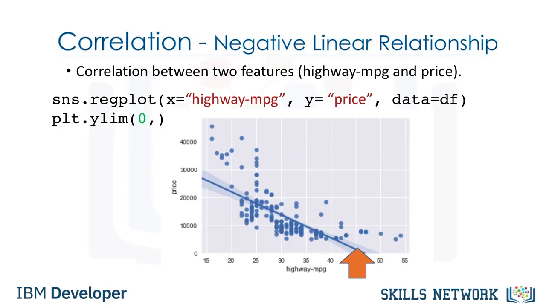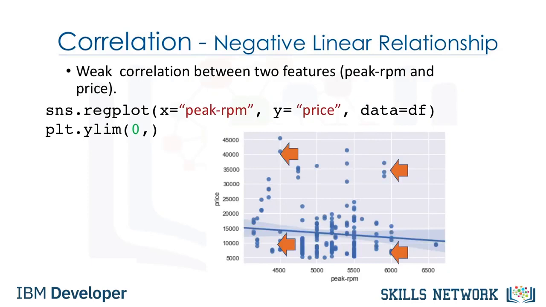Finally, we have an example of a weak correlation. For example, both low peak RPM and high values of peak RPM have low and high prices. Therefore, we cannot use RPM to predict the values.